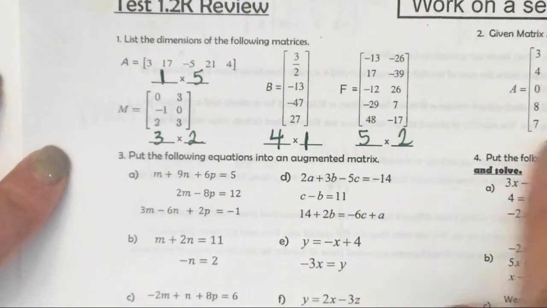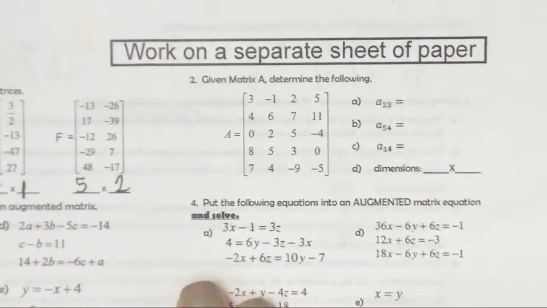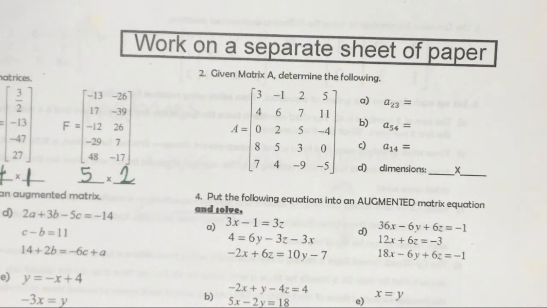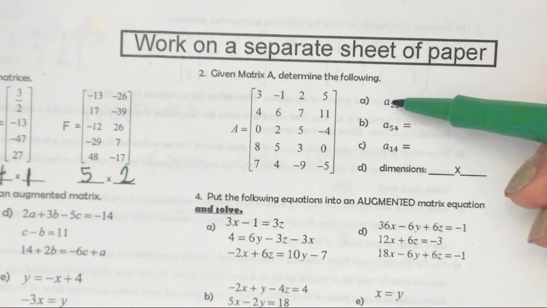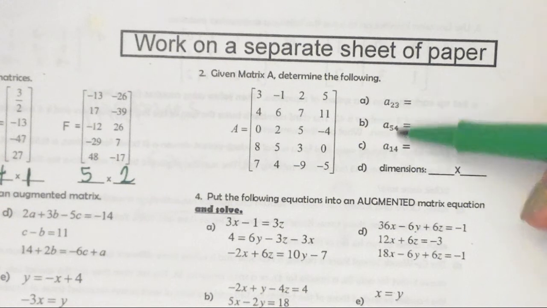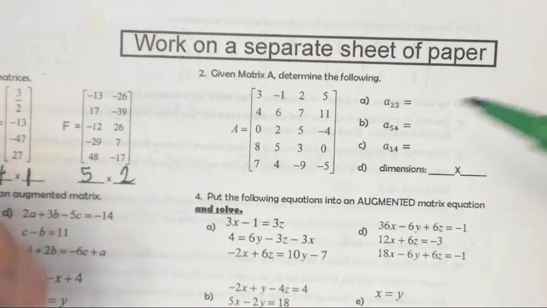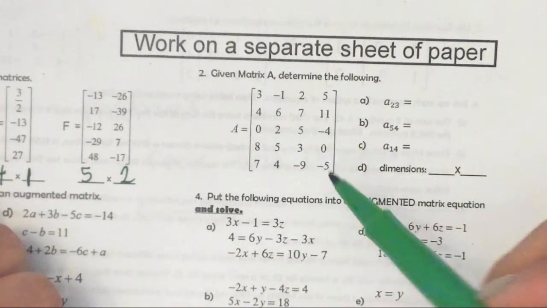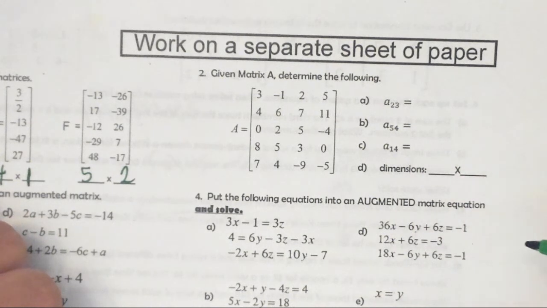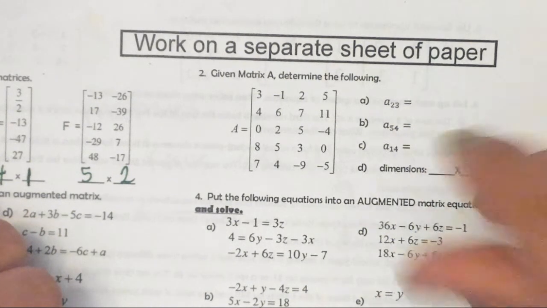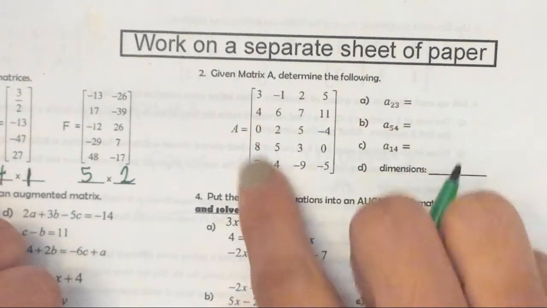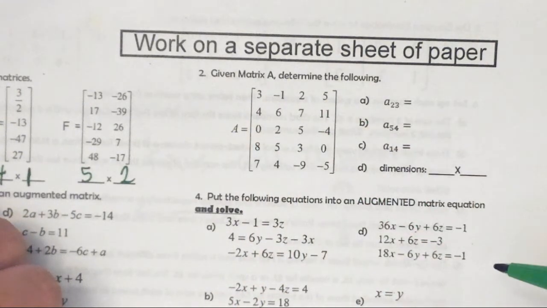Alright, so let's go to number 2 over here. It says, given matrix A, determine the following. And so we have lowercase letters and a bunch of subscript numbers. So remember, from class, we talked about matrices. To find numbers or entries in a matrix, you have to ask what is the address. So each one of these numbers has an address to find its location. Just like you have an address on how to get to your house, a matrix is filled with a bunch of numbers, and each one of those numbers has an address to get there.